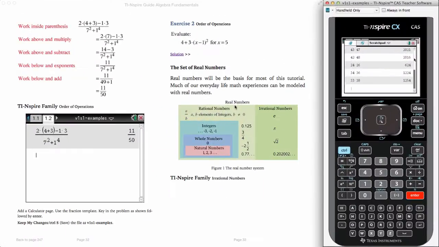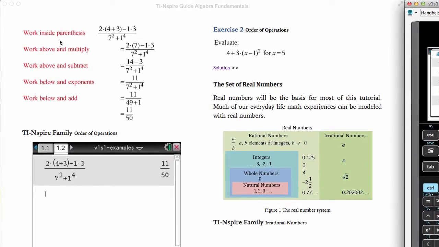Let us take a look in this first lesson at getting used to some of the features of the lesson and of our TI-Nspire calculators. What we have done in our tutorials and our guide here is always show you how to manually work out problems. Then next we show you how to work the problem using our calculator.